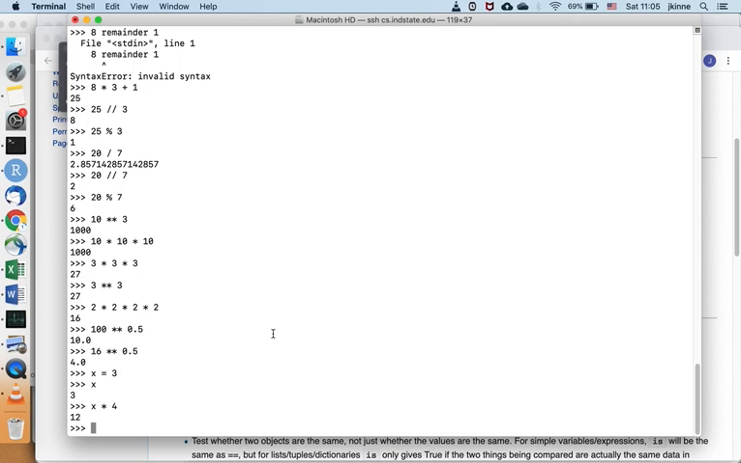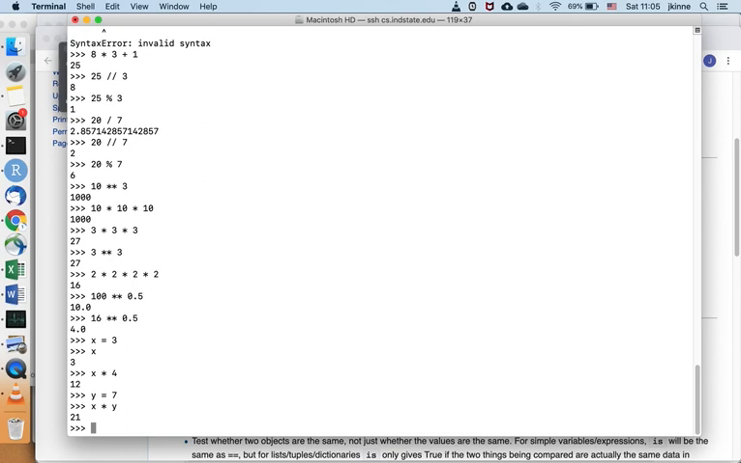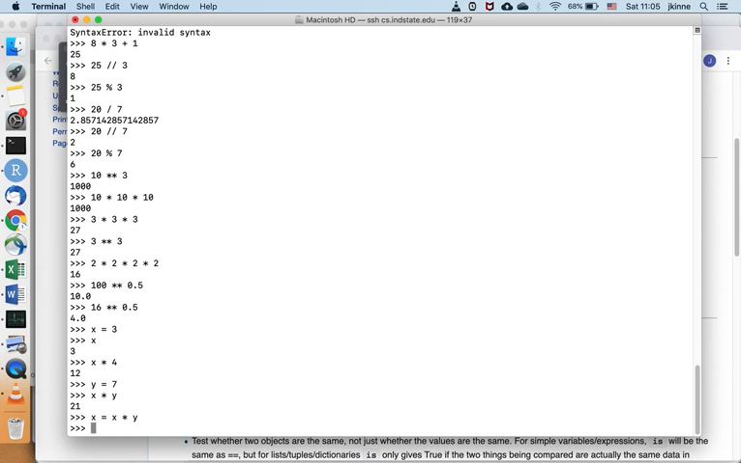Okay, and I can have other variables. y equals 7. Now if I do x times y, what am I going to get? 3 times 7 is 21. Now what if I do x equals x times y?